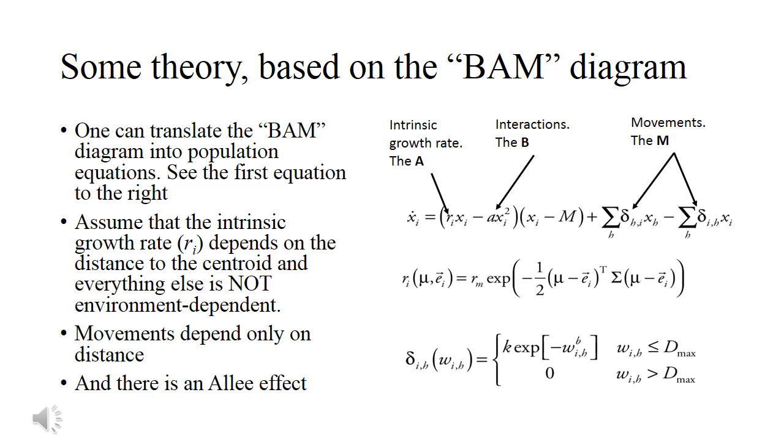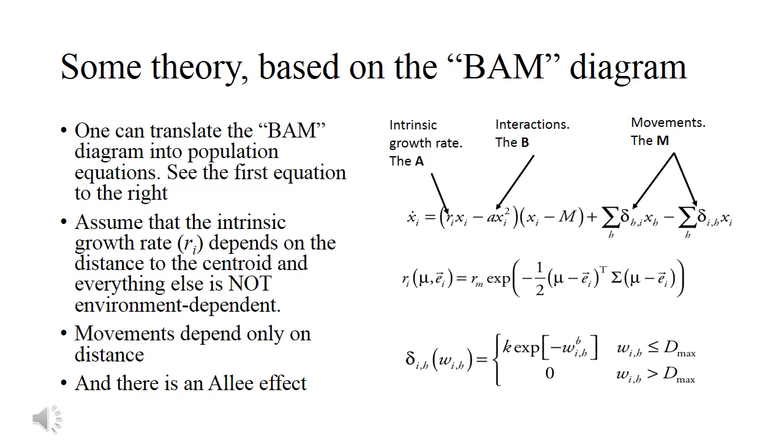You see in the first equation in the slide, I am plotting the population growth rate of a species in a grid of cells, and this is growth rate in the ith cell of the grid. There are n cells, so I can go 1, 2, 3 all the way to n. So this is for the ith cell. And what I see is that I have first an R, which is the intrinsic growth rate. This corresponds to the A circle in the BAM diagram.